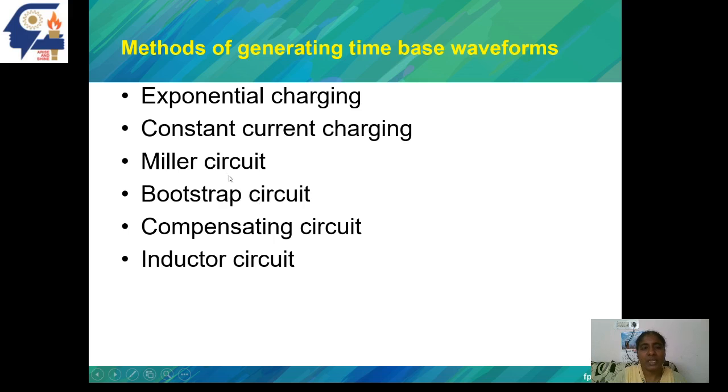Thereby a ramp type waveform is generated at the output of the bootstrap circuit. In order to maintain linearity in the Miller circuit and bootstrap circuit, we go for a compensating circuit, and the inductor circuit is one example of a compensating circuit. We will go with the exponential voltage sweep circuit.